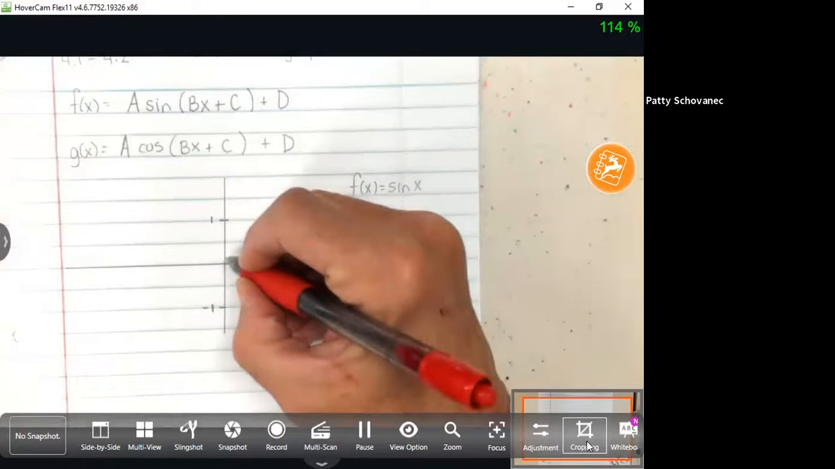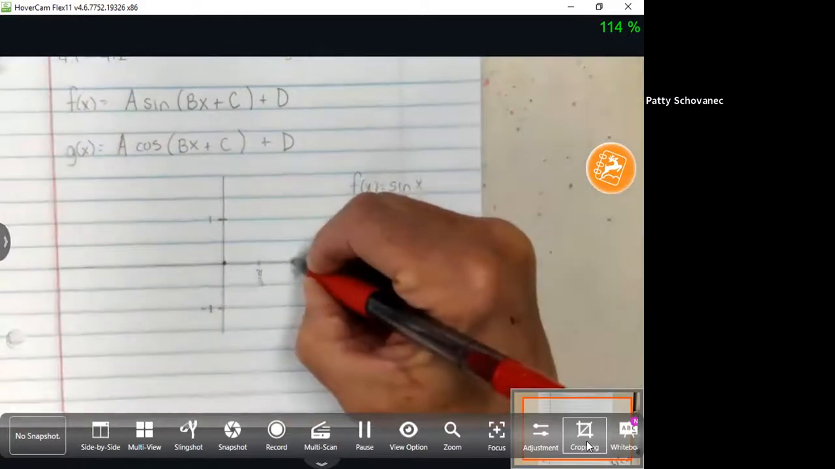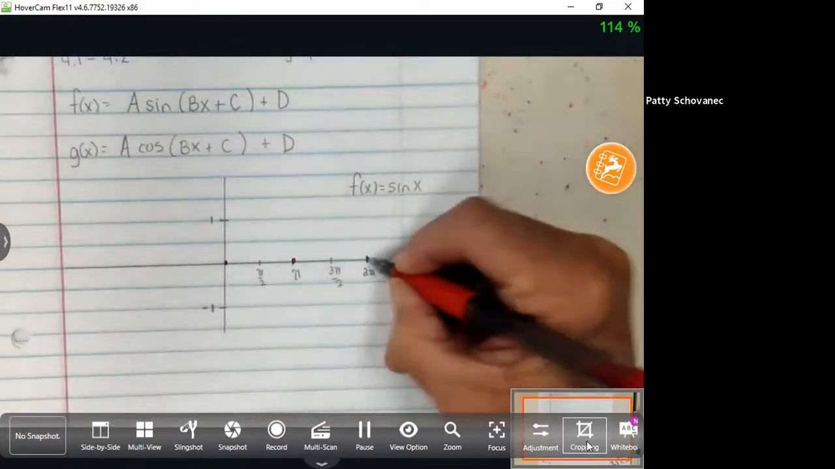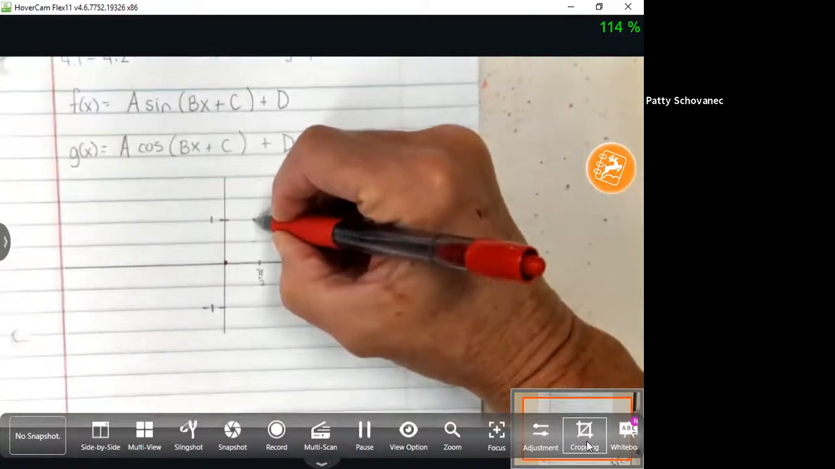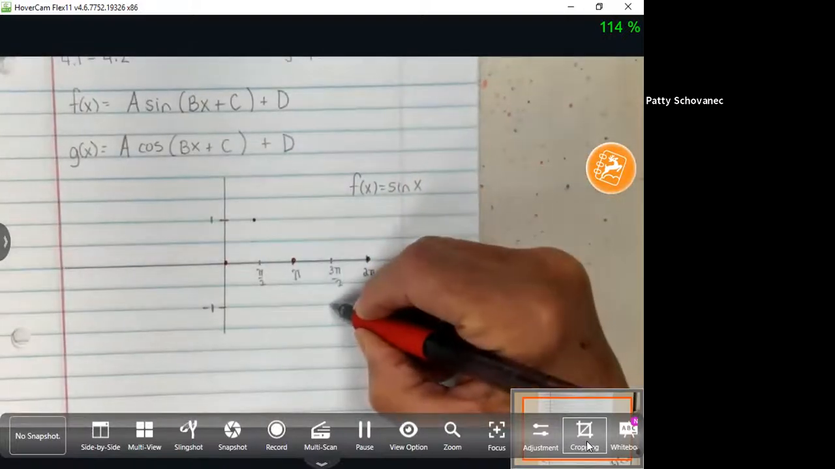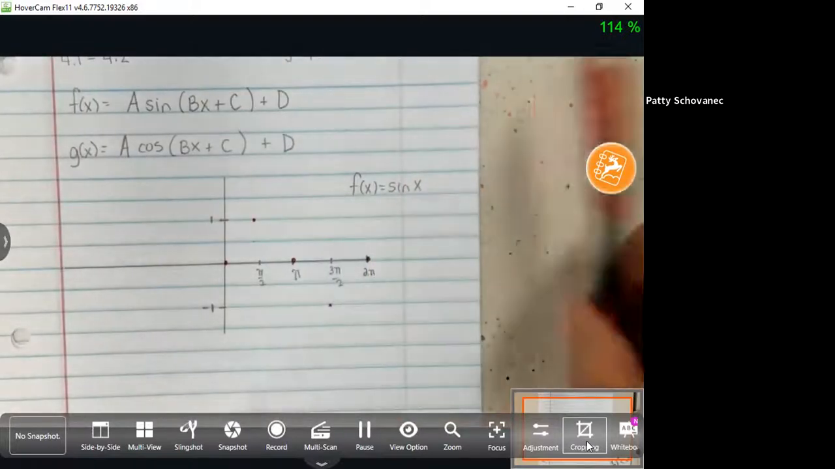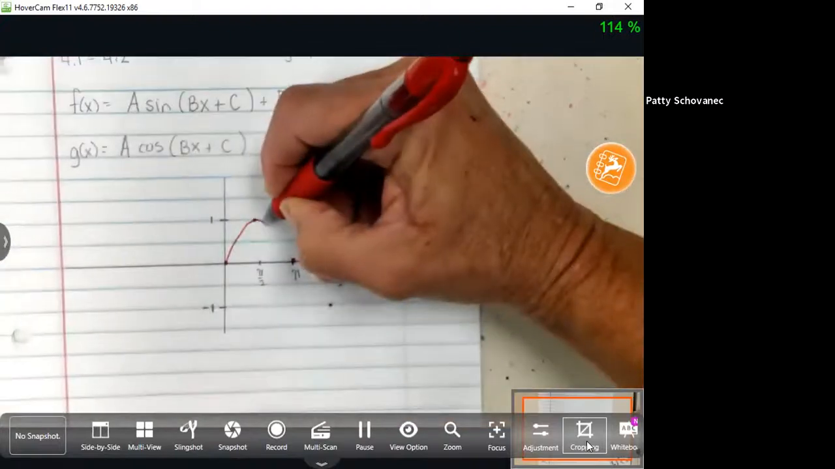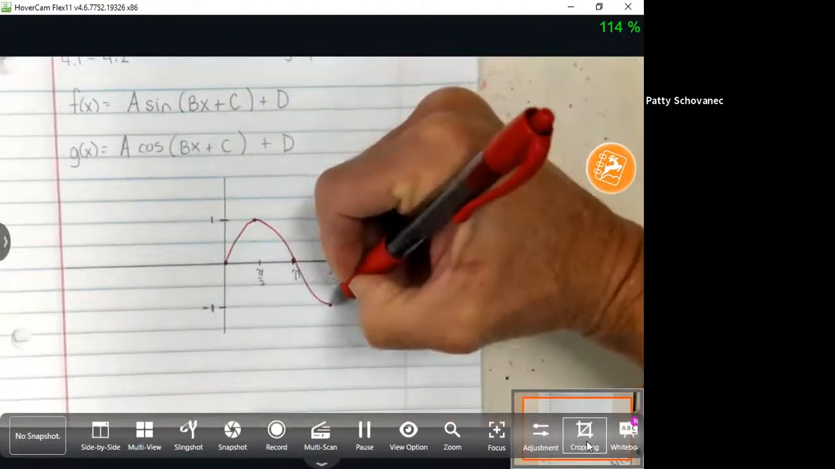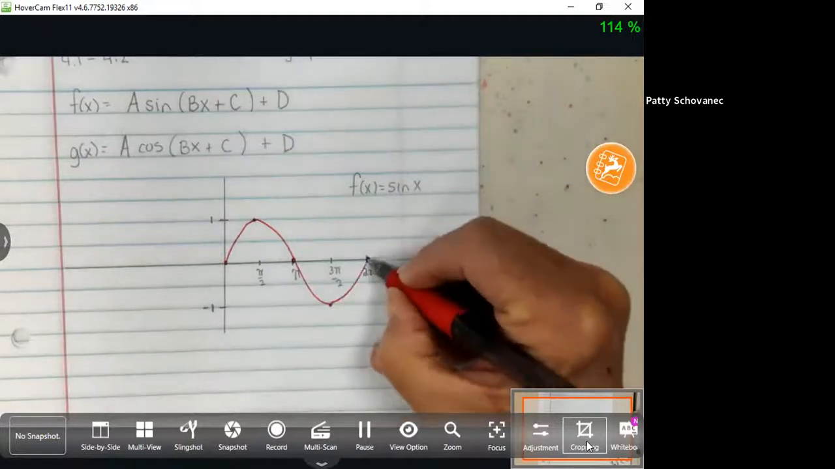Sine of 0 was 0. Sine of pi is 0. Sine of 2 pi is 0. Sine of pi halves is positive 1. And sine of 3 pi halves is negative 1. And so if I draw the curve through here, concave down here, begins to bend concave up, and that's 1 period.